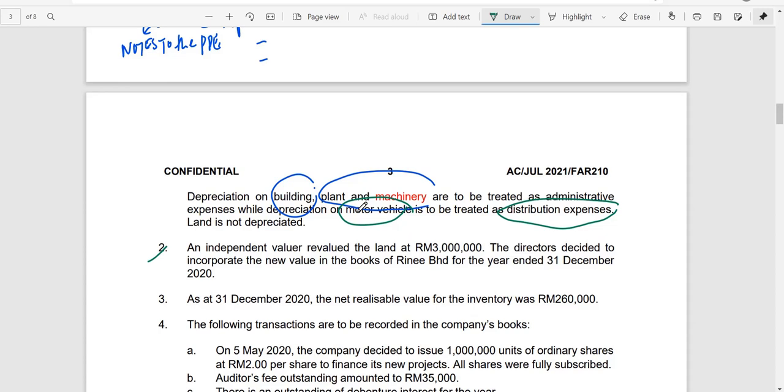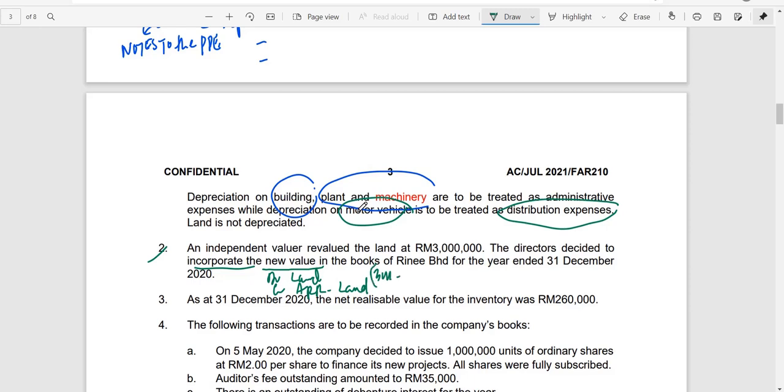There is a revaluation that took place, so the company adopts the revaluation model. Since you are informed, the company incorporates the new value in the books of Rinee for the year ended 31st of December. Journal entry wise, this will be debited to the land account and credited to the asset revaluation reserve of land, right? So that would be 3 million.